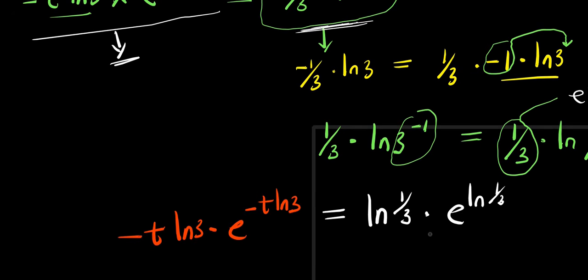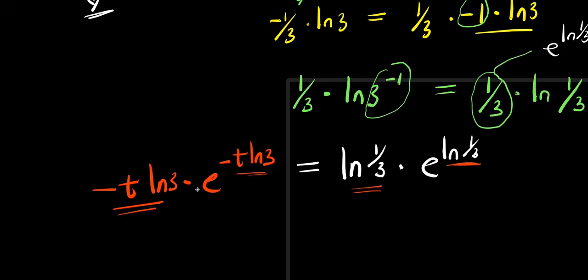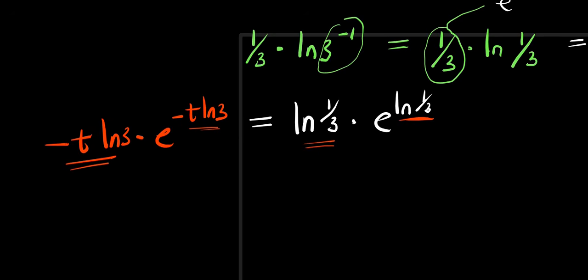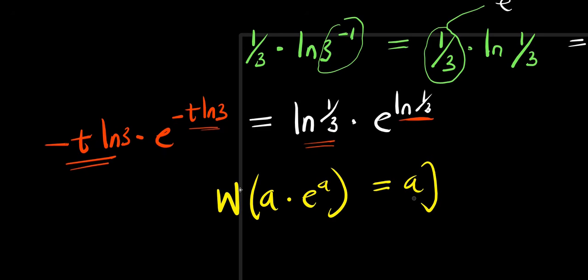So that equals this, right? Now, what we have here is exactly what we have here. And what we have here is exactly what we have here. Perfect opportunity to make use of the Lambda-W function, which states that if you have the Lambda-W function of a times e power a, your output will be a.